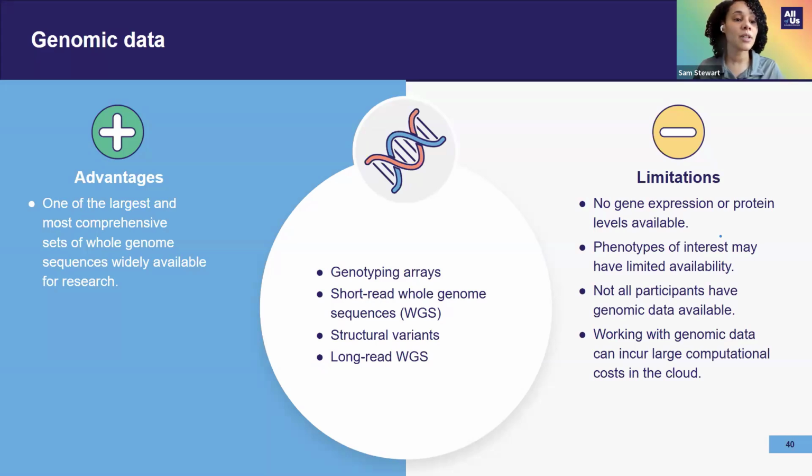One of the advantages of our genomic data set is we're one of the largest and most comprehensive whole genome sequencing data sets available widely. I know we get compared a little bit to other data sets that are available, but we have quite a bit. One of the limitations we do know is there's no gene expression or protein level data available yet. Hope to come soon. And some phenotypes of interest may have some limited availability. The reason for this being, remember, the next bullet point: not all participants will share their genomic data. They have the option to opt in or out of sharing a biospecimen.